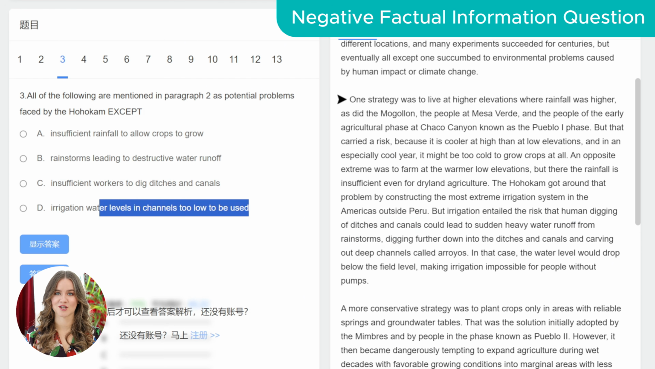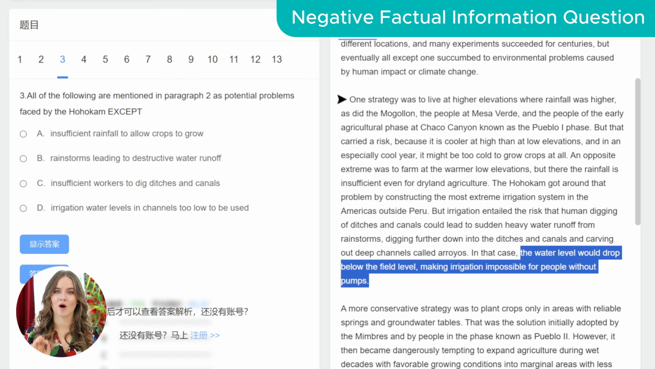D. Irrigation water levels in channels too low to be used. Mentioned in the last sentence. The water level would drop below the field level, making irrigation impossible for people without pumps.